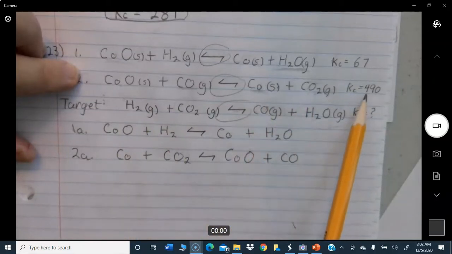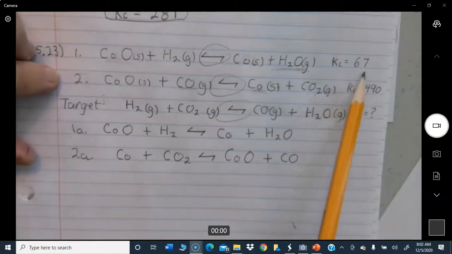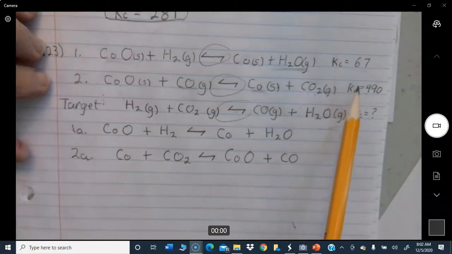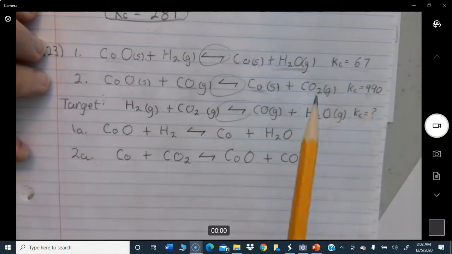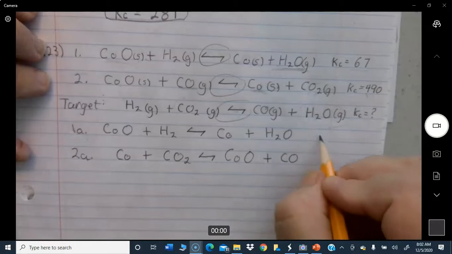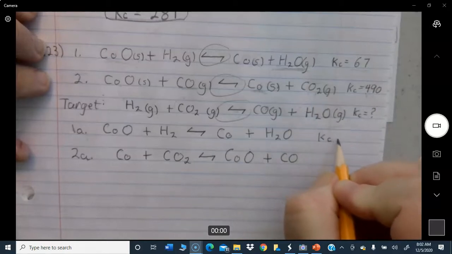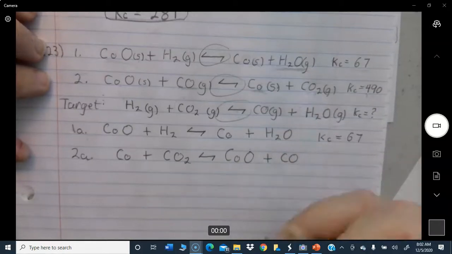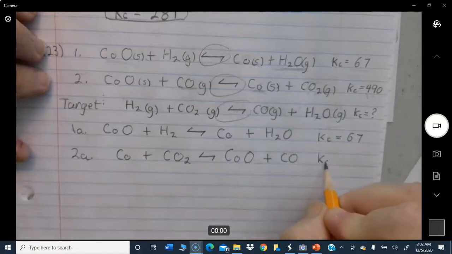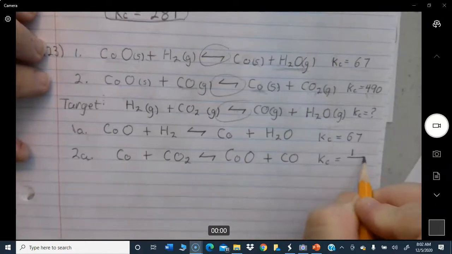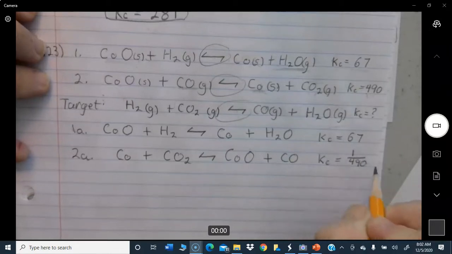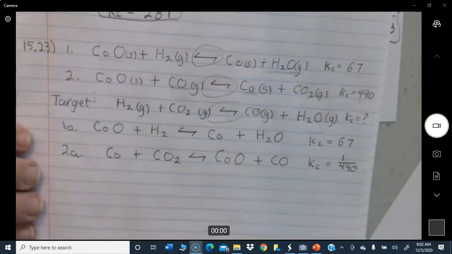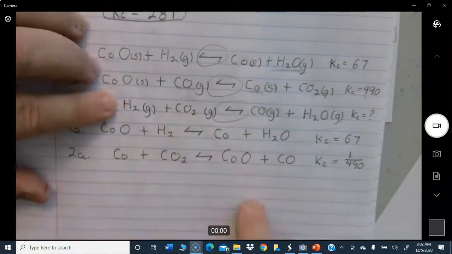Okay, so when we reverse, what happens to this number? Nothing happened to this number because we didn't change anything. But when we reverse this, we take the reciprocal. So this first one is still going to be this. This one is going to be this. Okay, now let's see if these two add up to this one up here.